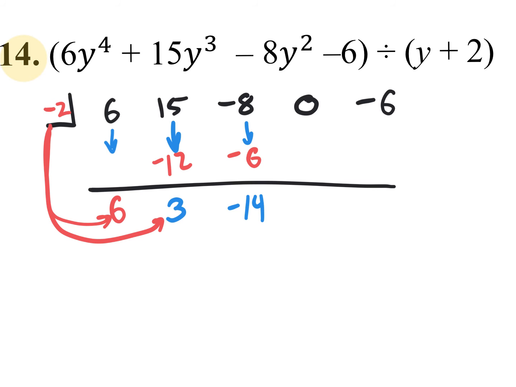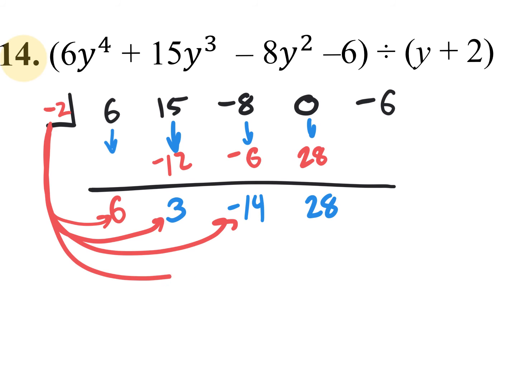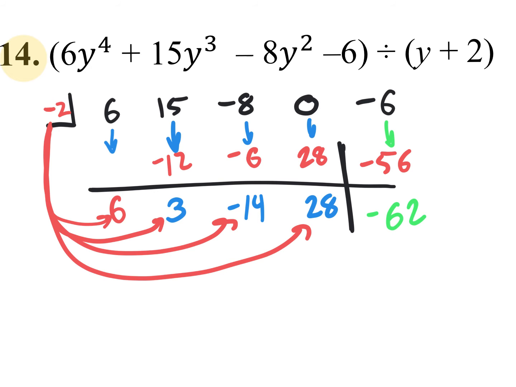As you go up, you multiply. Negative 2 times negative 14 is positive 28. As you go down, you combine. 0 and 28 is 28. As you go up, you multiply. Negative 2 times 28 is negative 56. This is our remainder over here. The negative 6 and the negative 56 is negative 62.